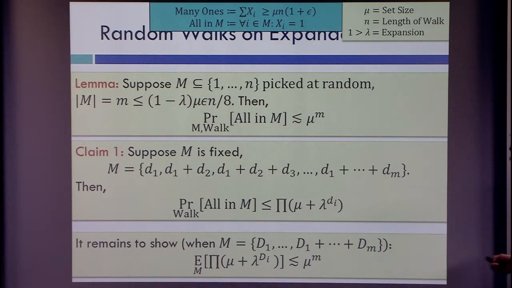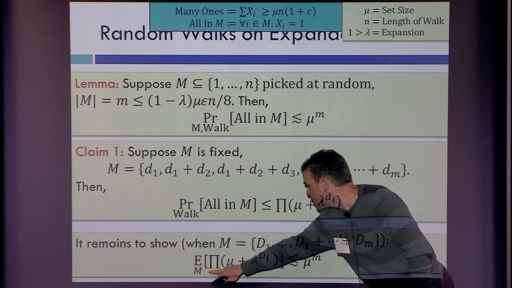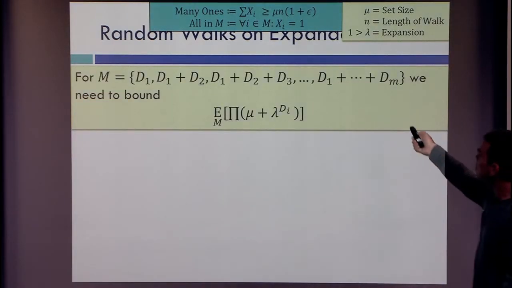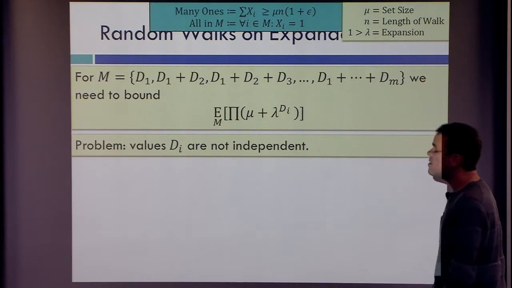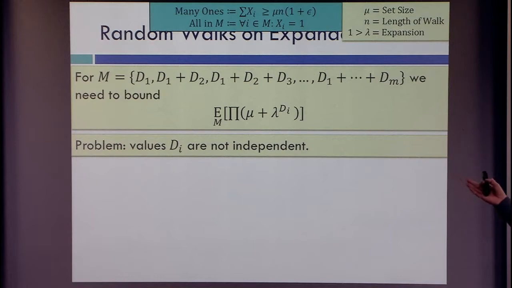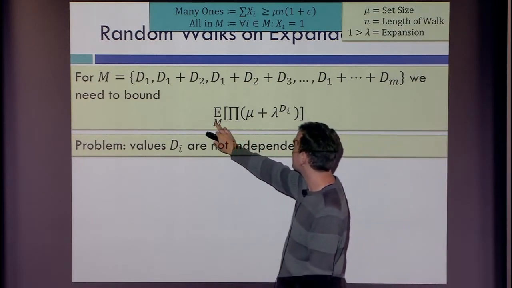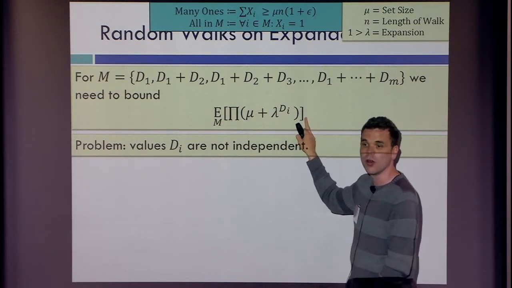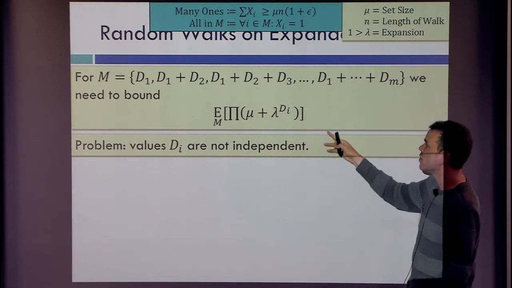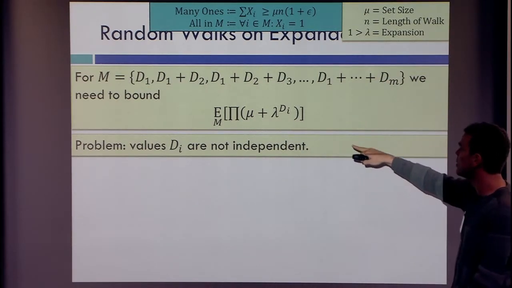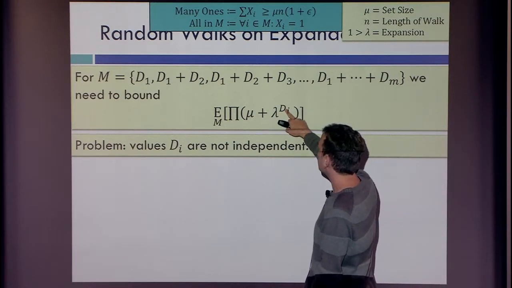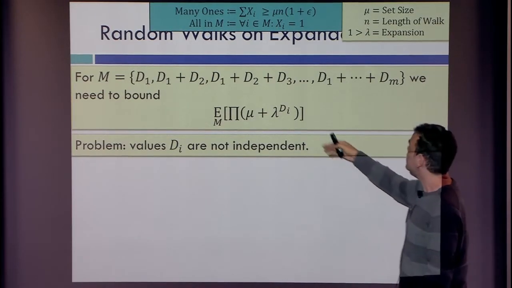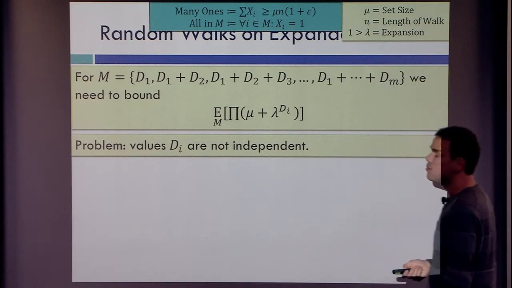Okay, all we need to do now is show that the expectation of this expression, when we pick a set M, is small. This would be very simple if the Di were independent, because then you could just exchange the sum and the product sign and understand each individual term. It would be obvious that they are small, because in expectation they are way bigger than 1 over 1 minus lambda. So if they were independent, it would be obvious.